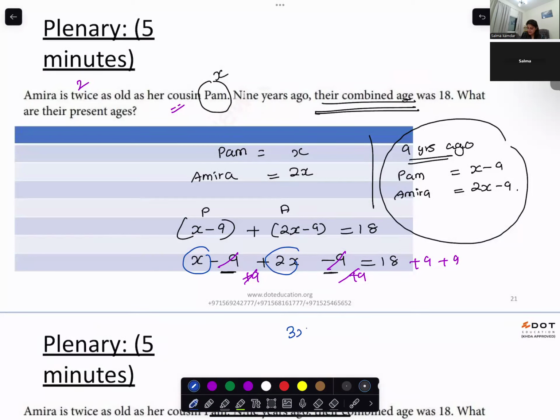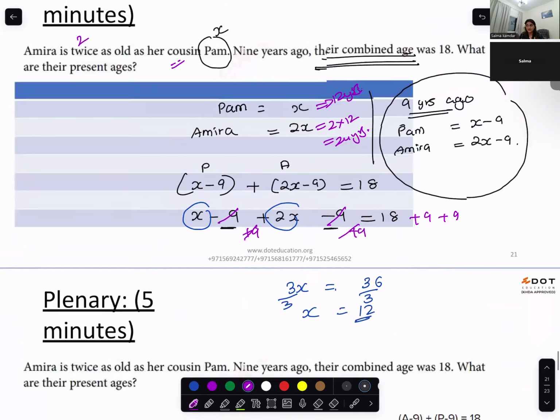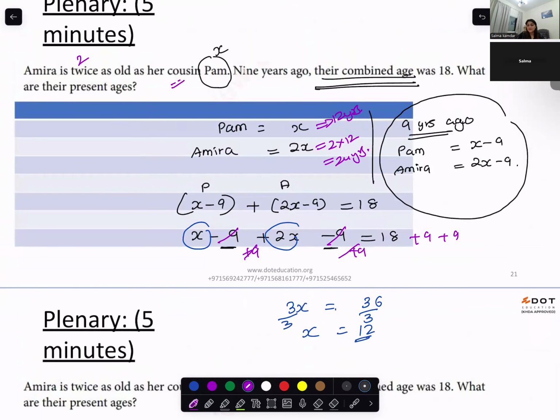I'm left with 3x is equal to 18 plus 9 plus 9, which is 36. So I am left with x is 36 divided by 3. I'll divide by 3. So I'm left with 12. So present age of Pam is 12 years and present age of Amira is 2 into 12, that is 24 years. With this, we complete setting up equations. Practice more sums, which will be there in your worksheet section, and then come back.